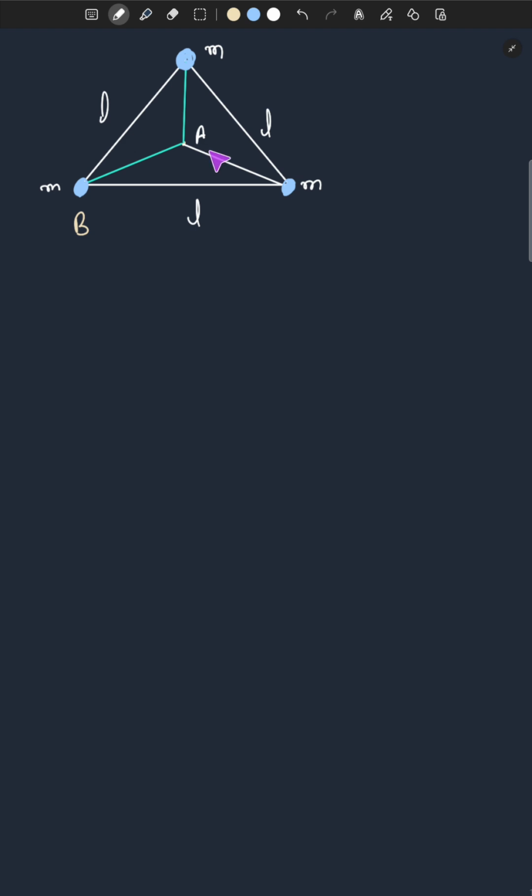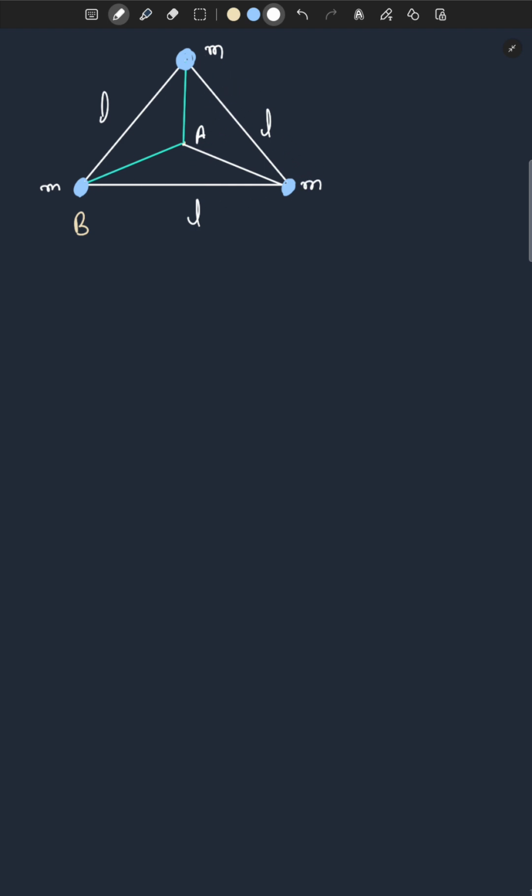A is the centroid, and we know the coordinates of the centroid from mathematics: x1 plus x2 plus x3 by 3. It's easy mathematically, you can find it. So A is the centroid. Now in this case, A is also the center of mass for this whole system, because if you find the coordinates of the center of mass, it will coincide with A. So A is the centroid for the triangle and center of mass for the whole system.